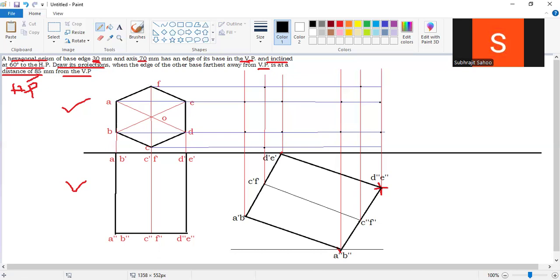Sir, what is the next step? After finding here also C double dash, C dash, you just join them by line, right? From here to here, here, here, here, here. This is our next step.